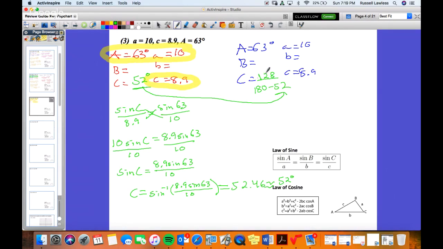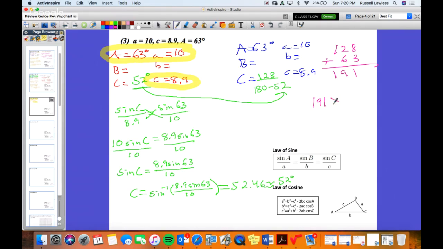Now, with the new angle of 128, to check and see if a second triangle exists, we're going to add 128 plus 63. That total is going to be 191.